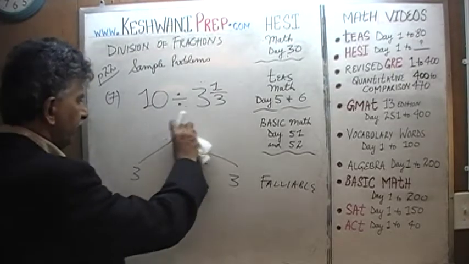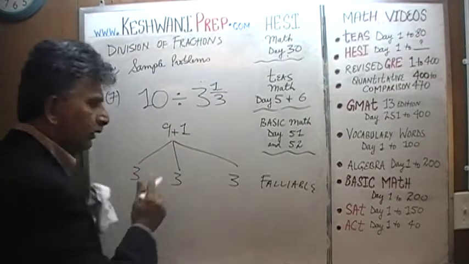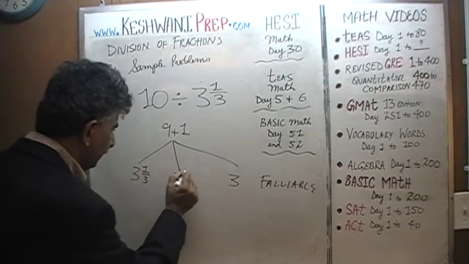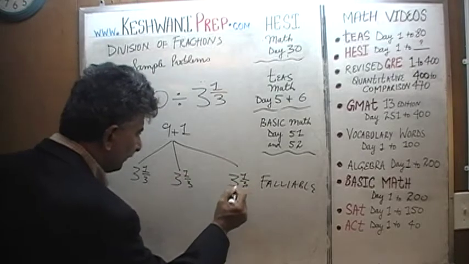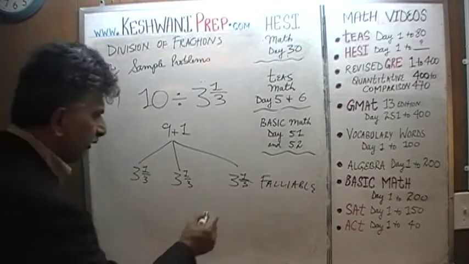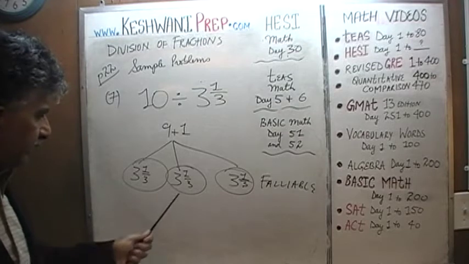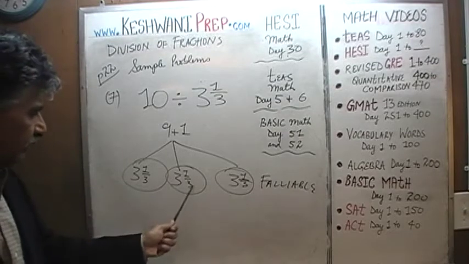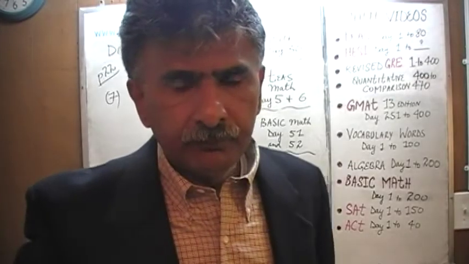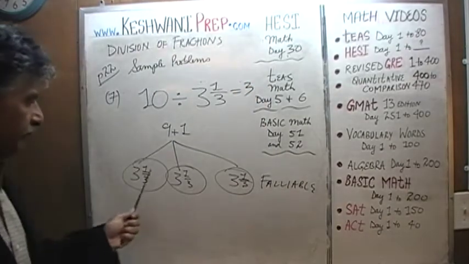We're missing one. So far we have taken care of 9. We have another extra one, which can be divided up into 3 parts again: 1/3, 1/3, 1/3. If you divide 10 into 3 1/3, how many 3 1/3 do you suppose you will find? 3 of them, because 3 3s are 9, and 1/3 plus 1/3 plus 1/3 is another 1. The answer to this problem is 3, as you can clearly see here.